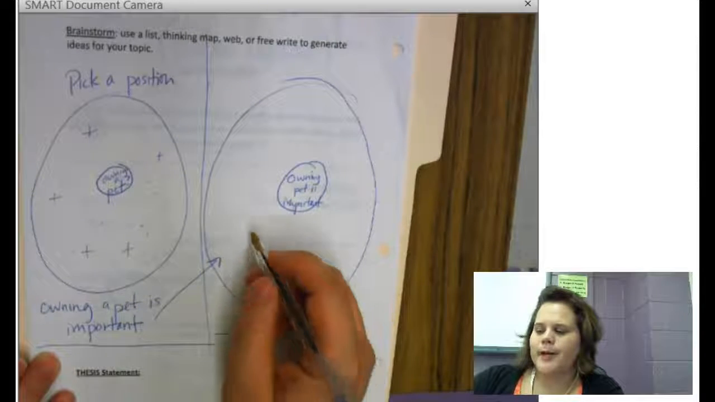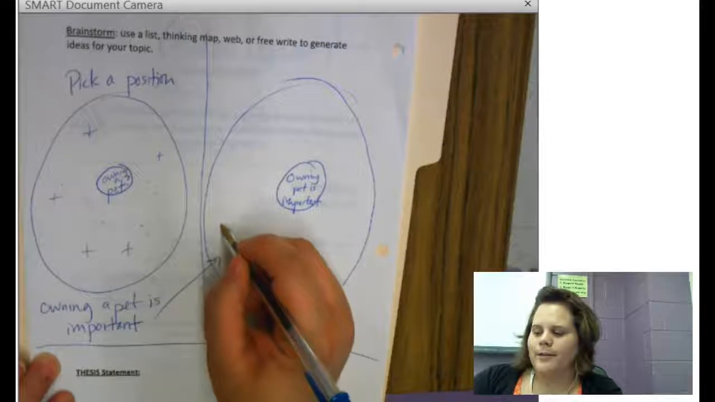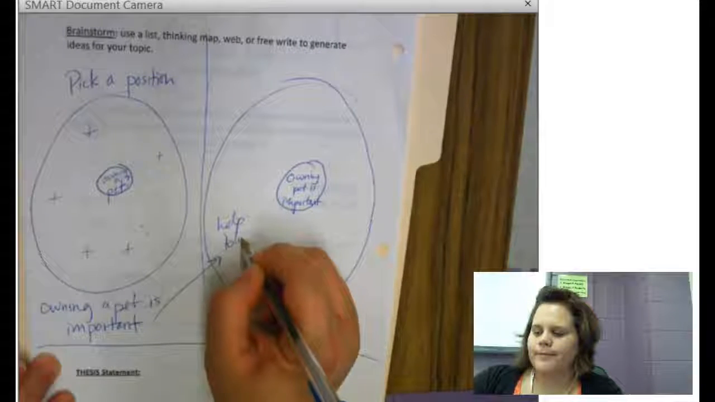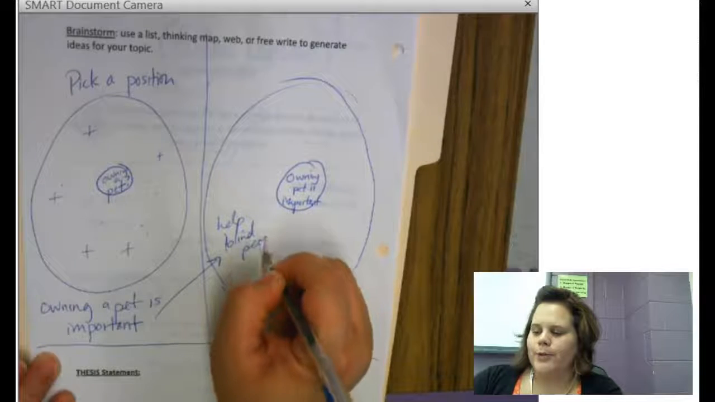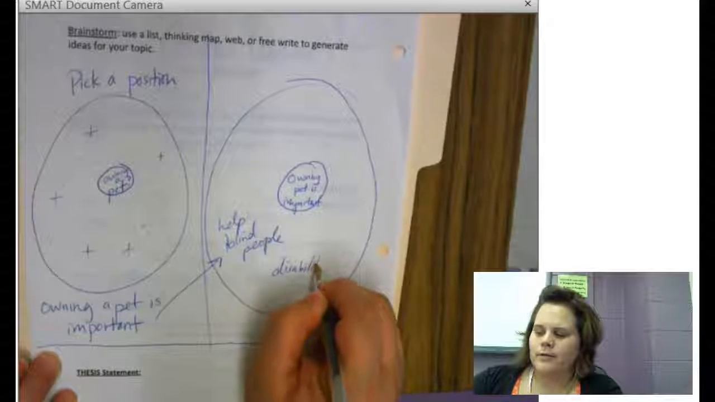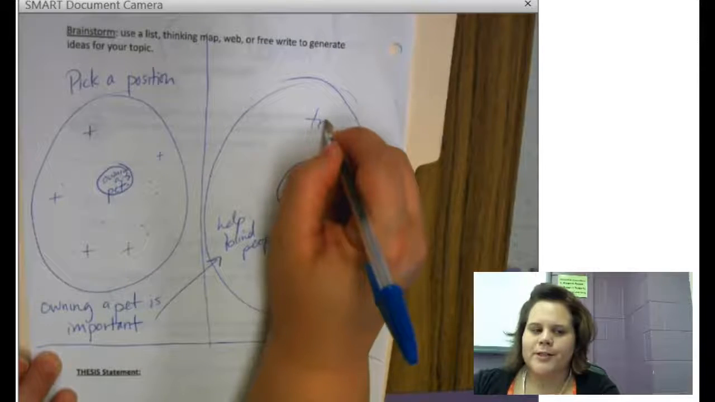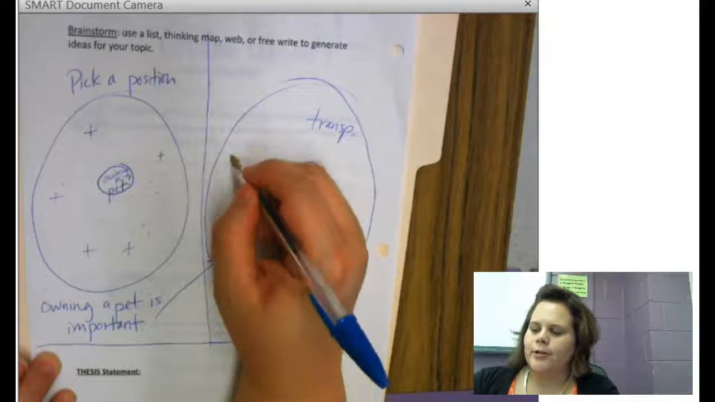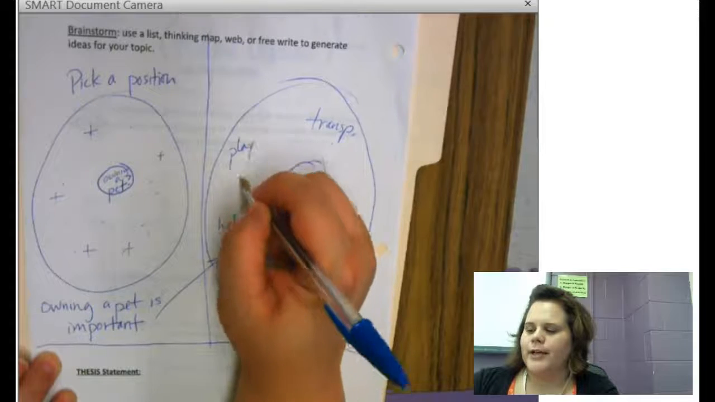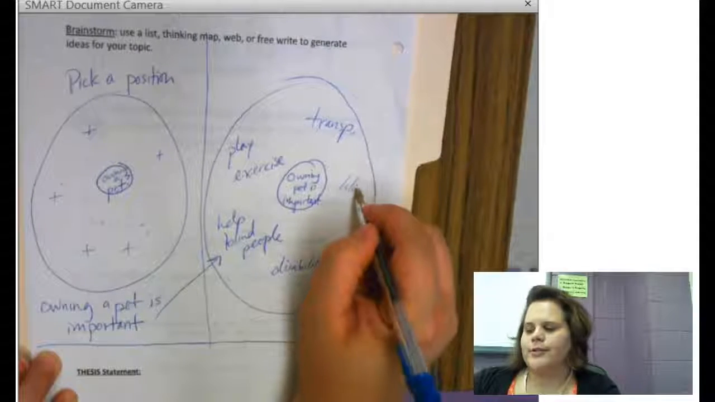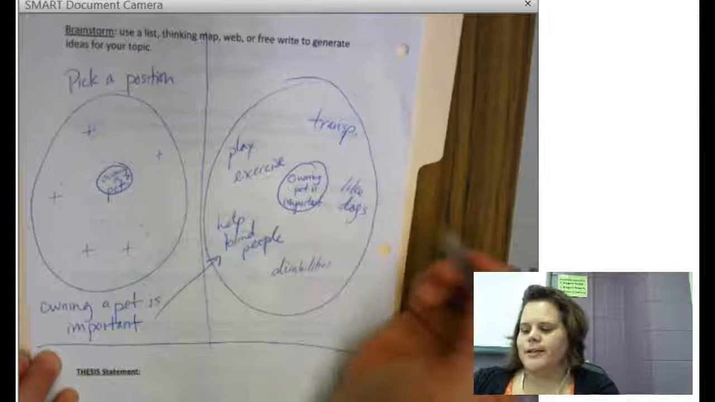In class we talked about maybe they could help blind people. They could help people with disabilities. Maybe you could use them for transportation. Maybe they're playful and you could exercise. Maybe you just like dogs. There's no wrong answer. Just jot down ideas.